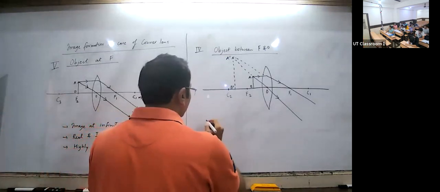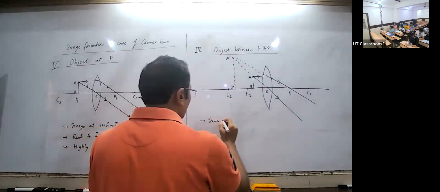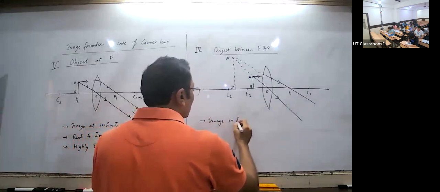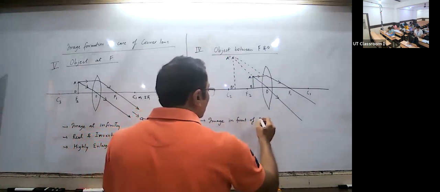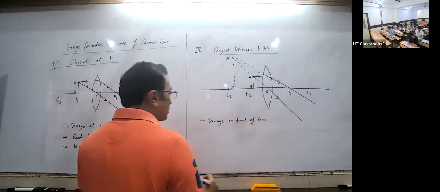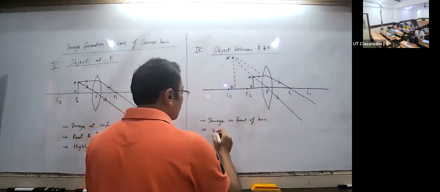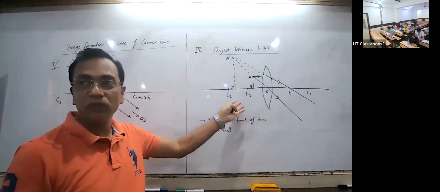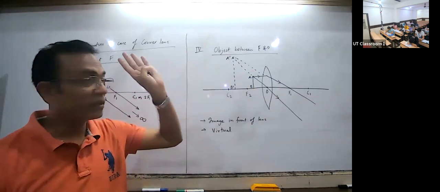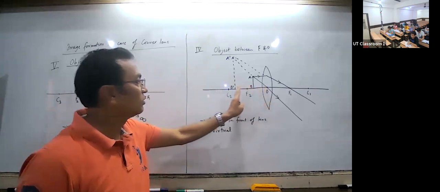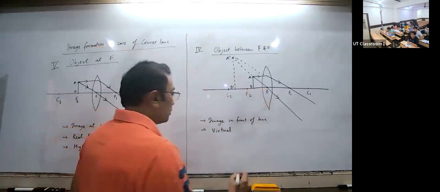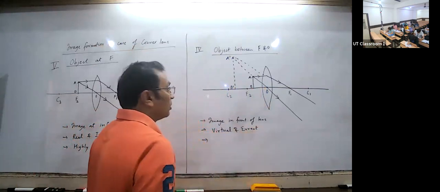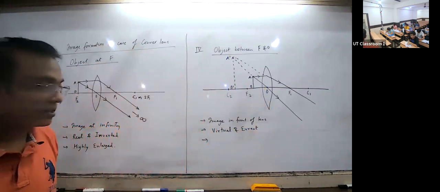So what is the image position? Image in front of lens. So if it is in front, then it has to be virtual. We don't say between C2 and F2 or not. We will not say that. We'll just say in front of lens, because when it is from here to here, anyway, it is virtual and erect. What about the size and nature?